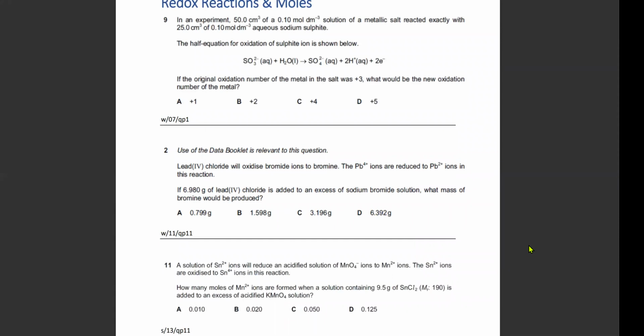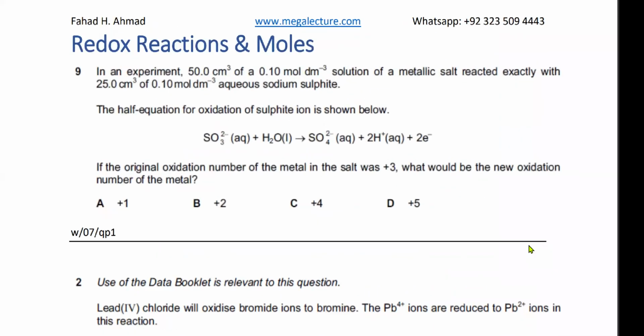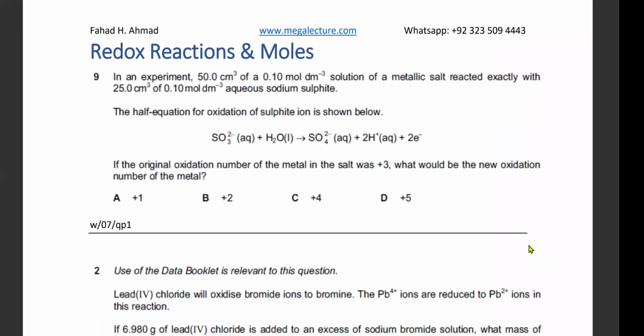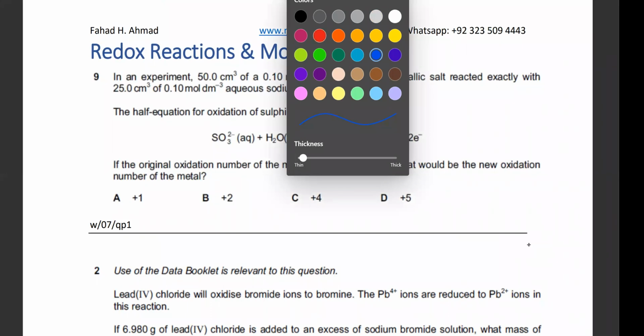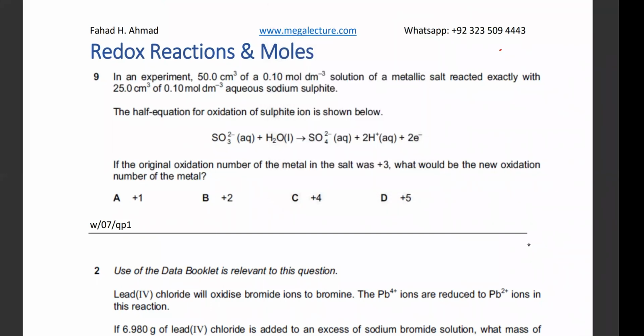I said redox reactions and moles. Now, listen to this very, very carefully. These are going to be tough questions because it involves balancing the number of electrons gained and lost. They have to be made equal.